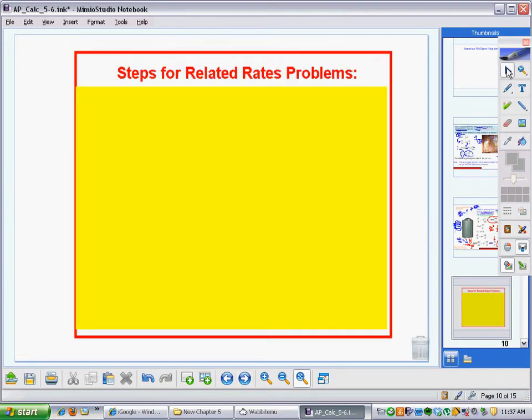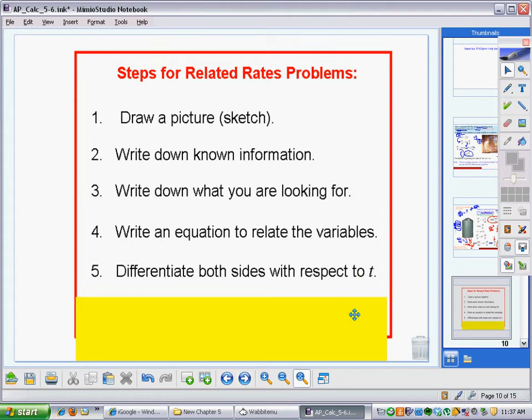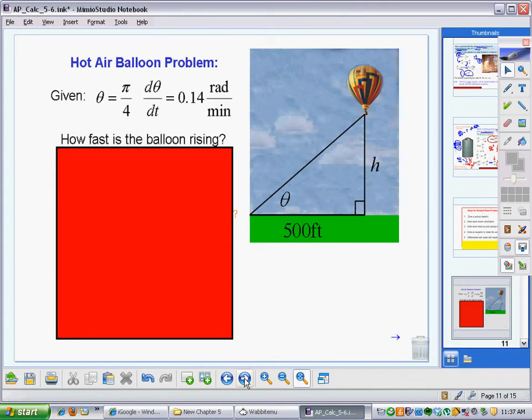Steps for related rates problem. These are my old steps. I got these new ones off the internet, so I decided to go with the ones I put on here. So I'm not going to go through these. Here's another problem. Classic problem. Hot air balloon problem. I'll tell you what's happening in a second. Let me give you just a chance to write it down.